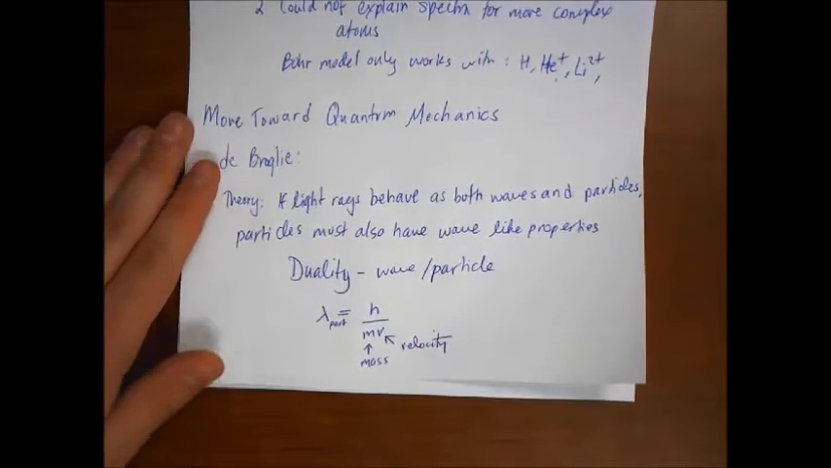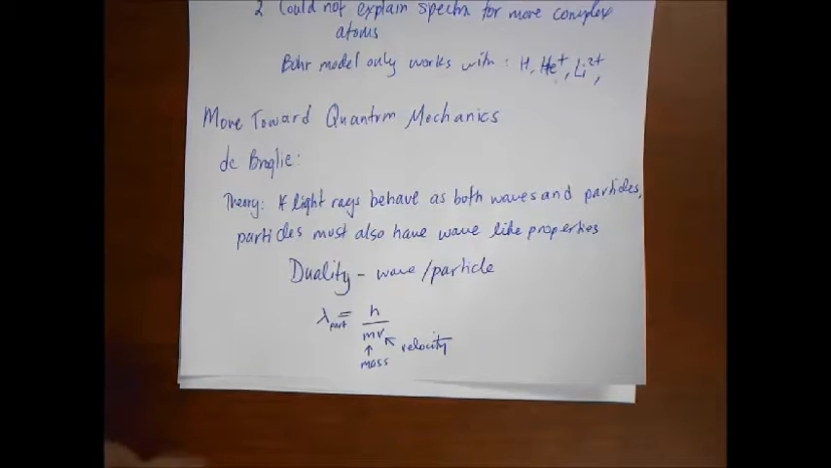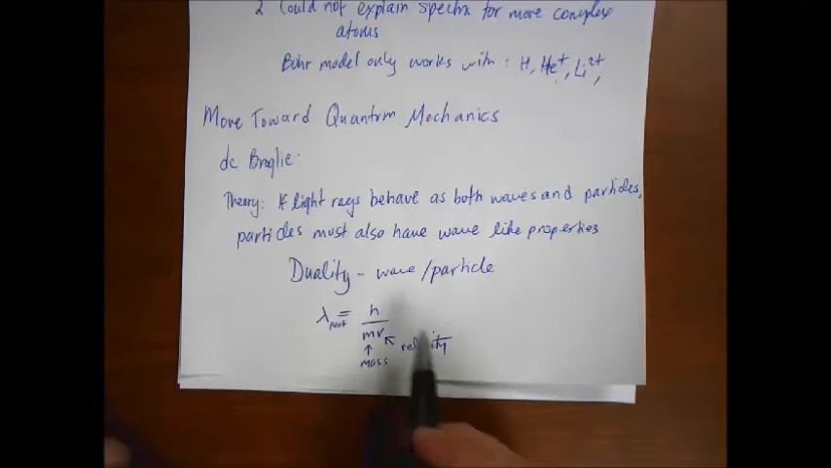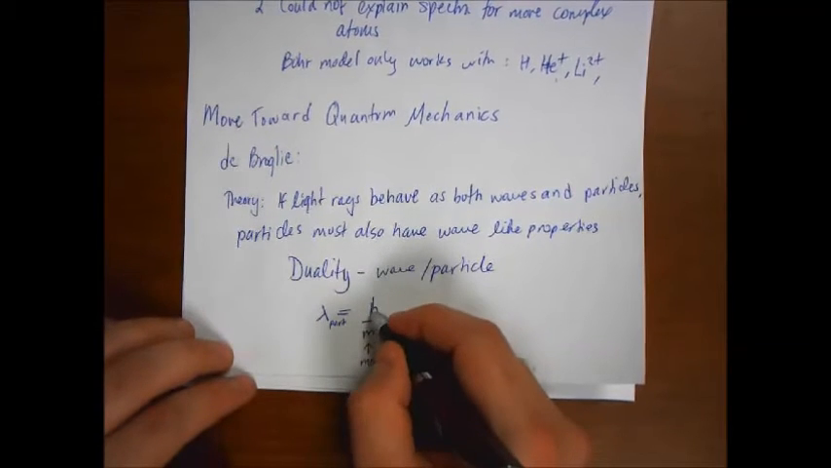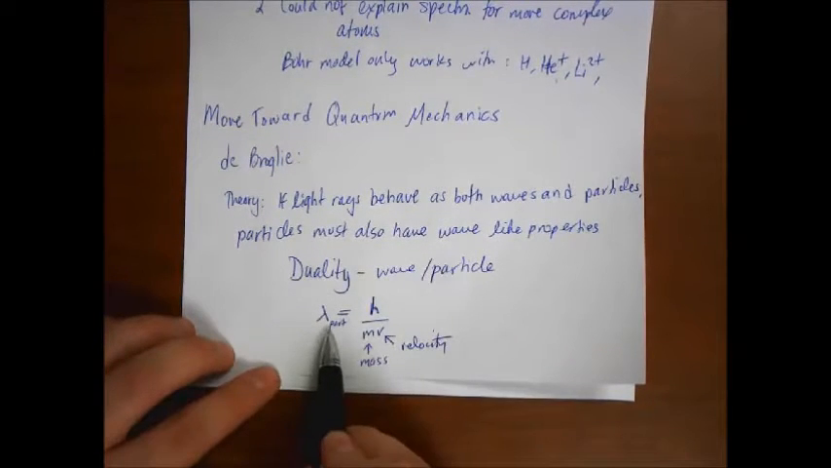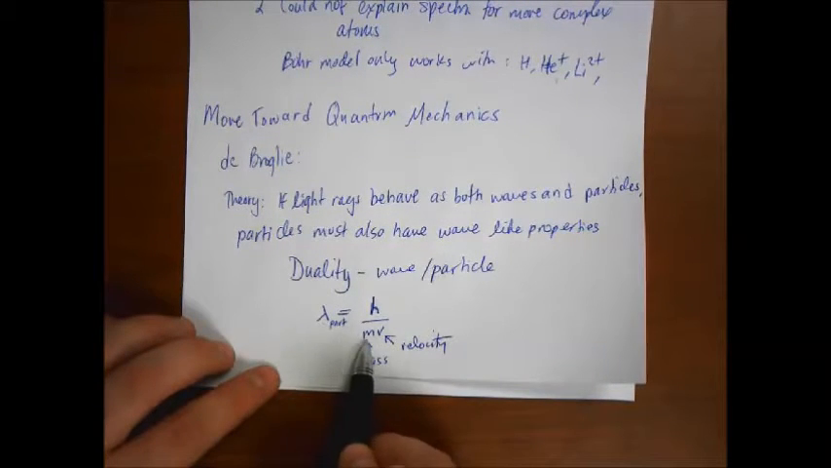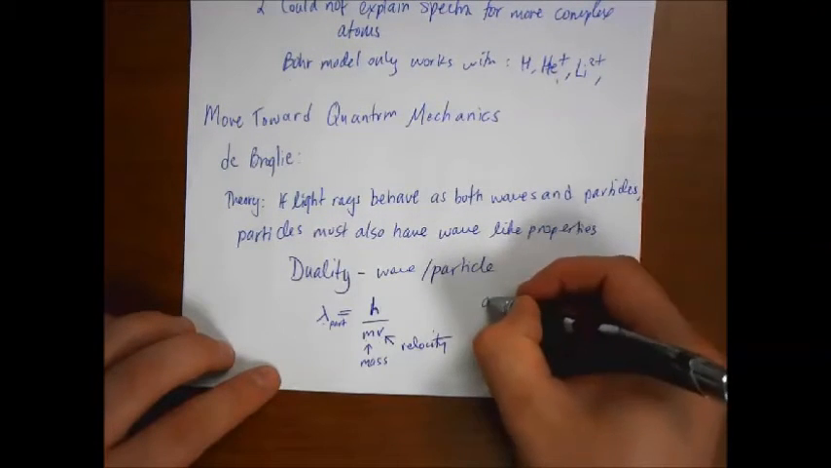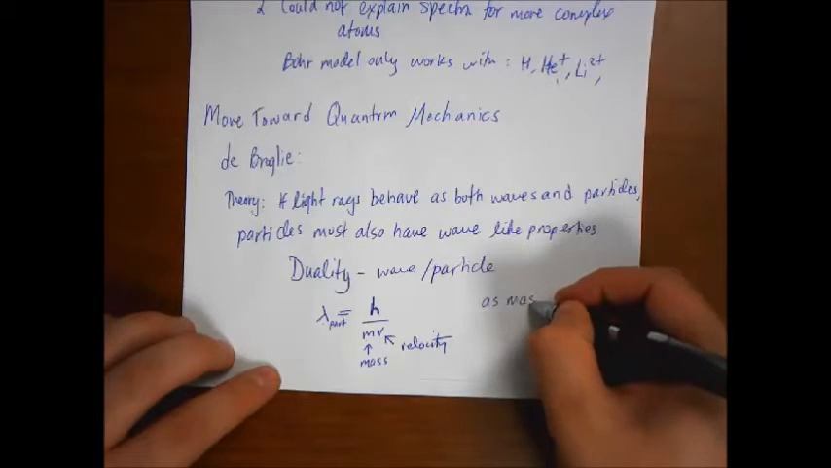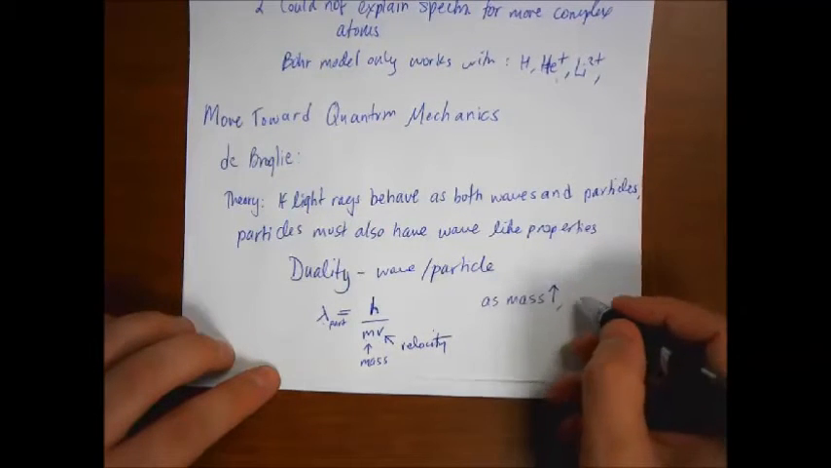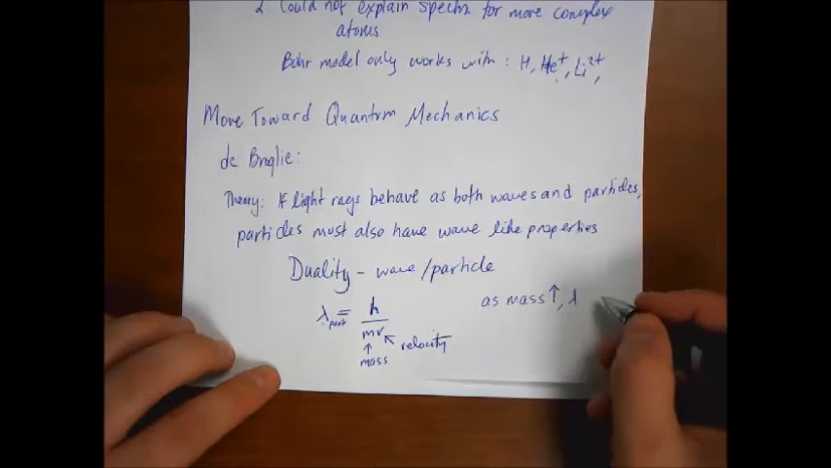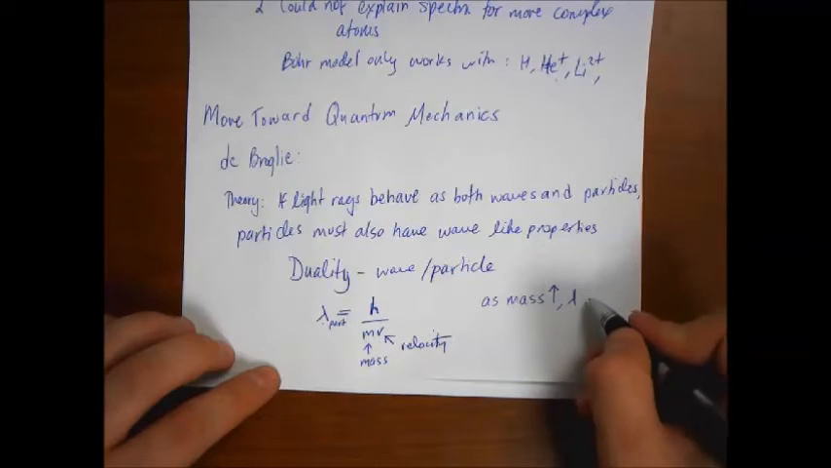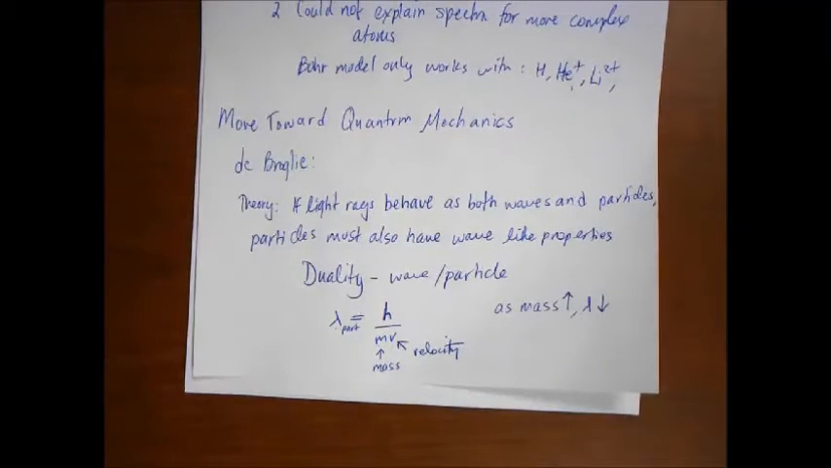So in his equation, he used some relatively smart ways of coming up with this, but the conclusion was that every particle has a wavelength, and that wavelength will depend on its mass and its velocity. So the key thing to understand is that as mass goes up, the wavelength of a particle must go down. And this makes sense, right?